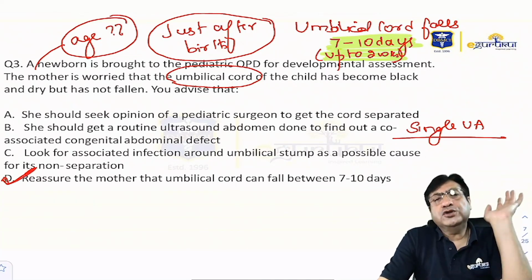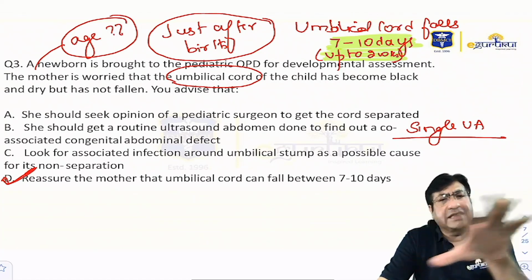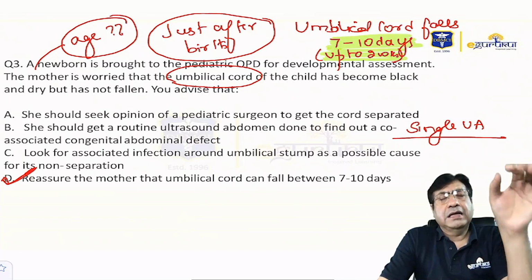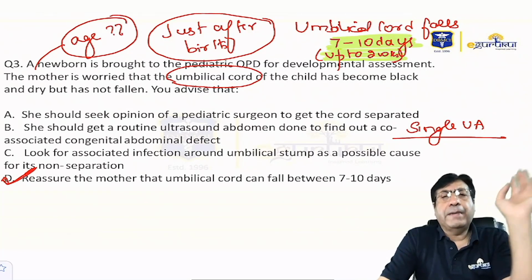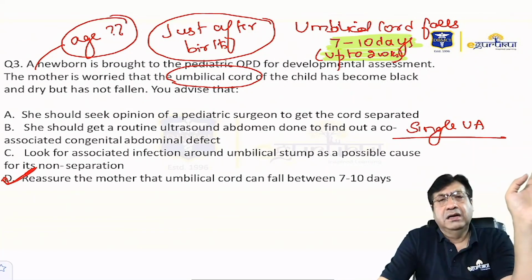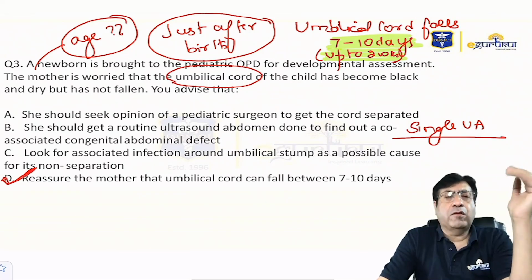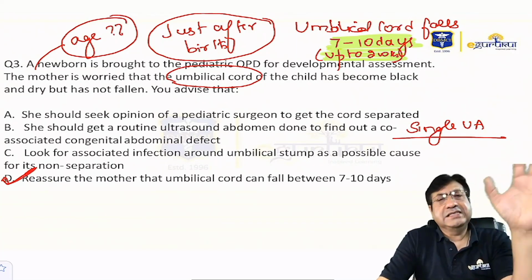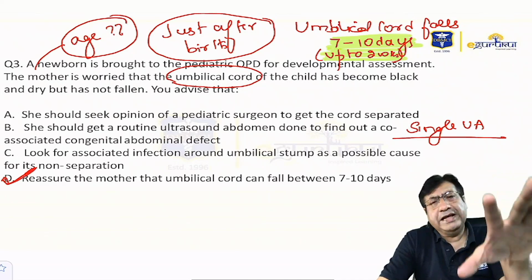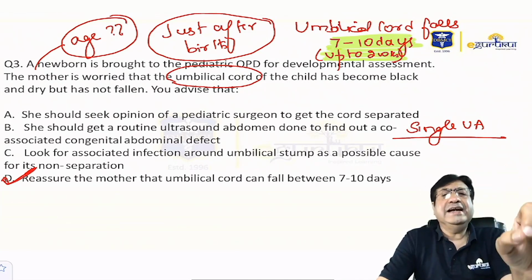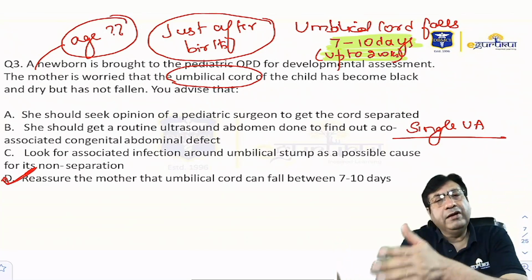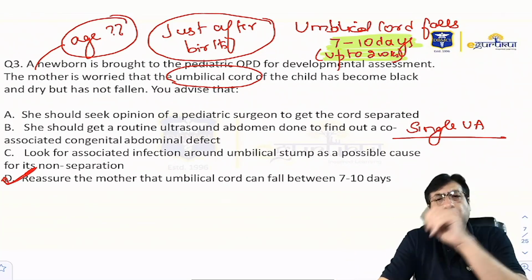So the best answer here should be reassurance of the mother that there is nothing wrong in the child. When the child will be around 7 to 10 days, the umbilical cord will fall. Apart from that, there is no other need for any treatment according to me. But again, I am saying the age of the child should have been mentioned. Any child 5 days, 6 days, 3 days, 4 days, less than 10 days of age, you can expect that the umbilical cord will fall soon. So there is nothing to worry.